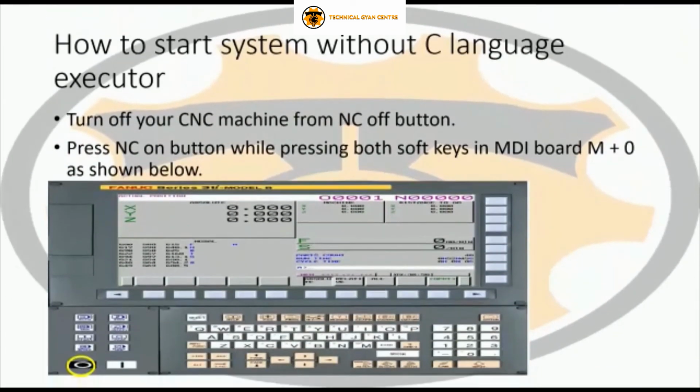Seventh shortcut is how to start your CNC without the C language executor. For this, power off your CNC machine and press both soft keys M plus O and press the NC on button. This will stop your C language executor.